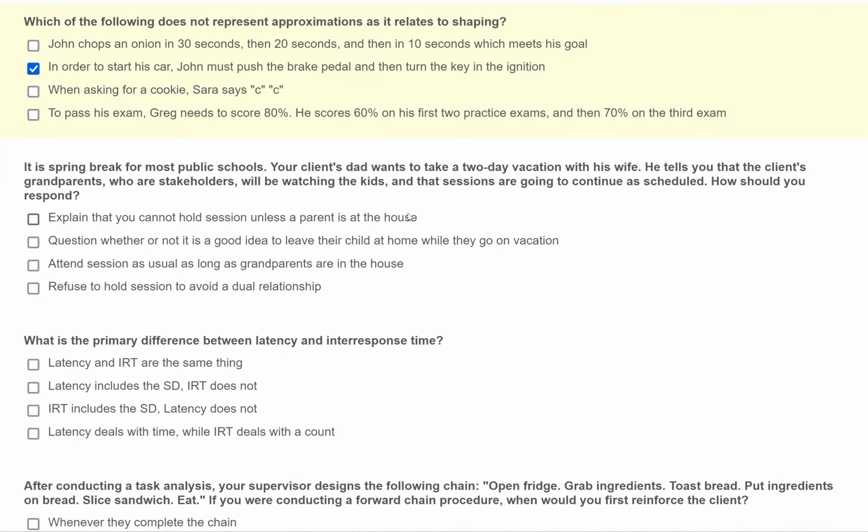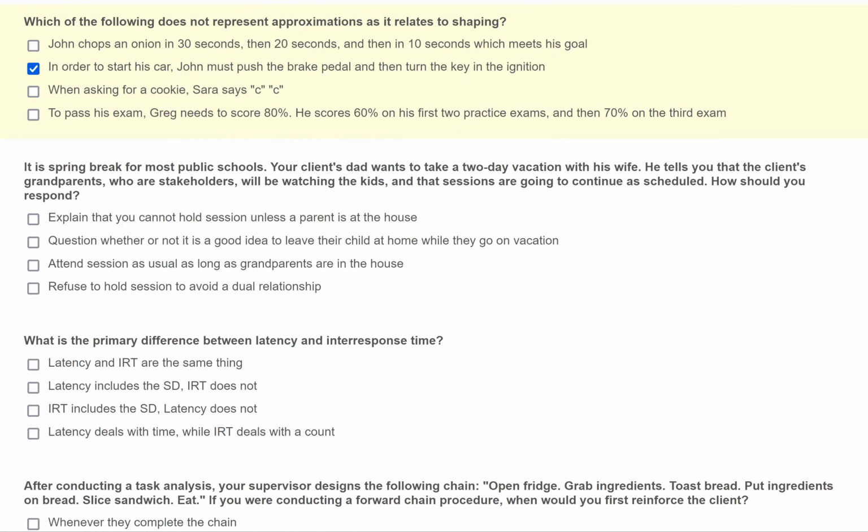In this case, your client's dad wants to take a 2-day vacation. He tells you that the client's grandparents, who are stakeholders, will be watching the kids and that sessions are going to continue as scheduled. Now, if you didn't know anything about the ethical code, would that seem okay to you? Sure, why not? They're grandparents. They are qualified stakeholders. Dad approves. They're over 18. They're adults. Nothing seems to be at issue here. Okay, so how should you respond? This seems like a totally okay scenario.